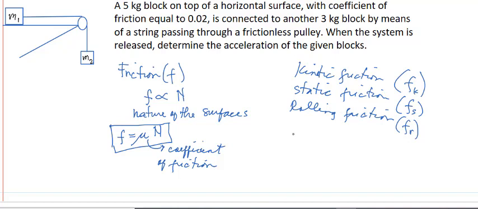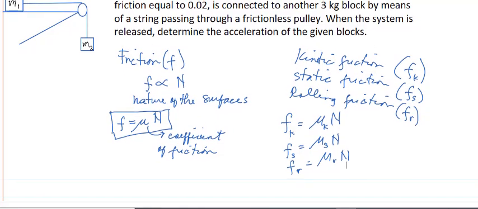Specifically, kinetic friction Fk is equal to mu k N, where mu k is the coefficient of kinetic friction times the normal force. And for static friction, Fs is equal to mu s N, the coefficient of static friction times N. And of course, for rolling friction, Fr is the coefficient of rolling friction times N. So we have here the basic concept regarding friction force. So let's answer the problem.